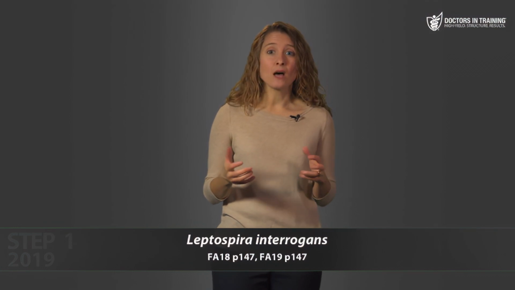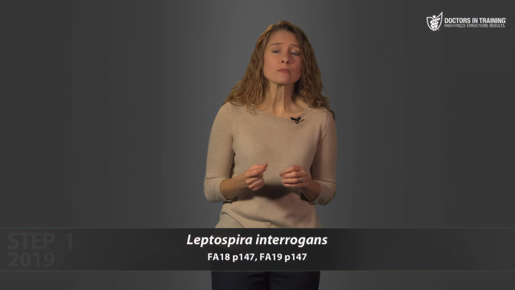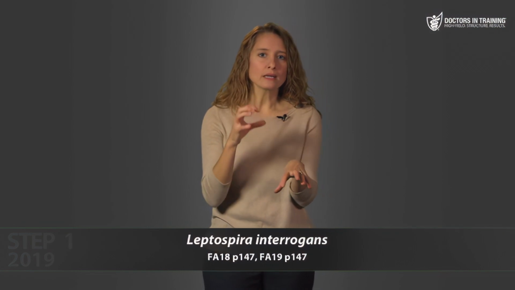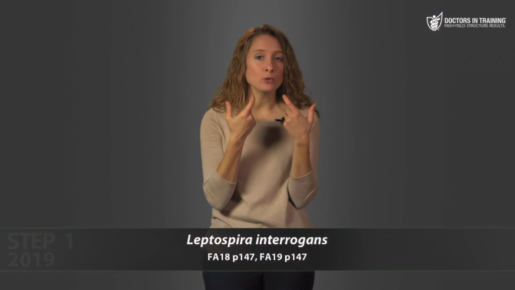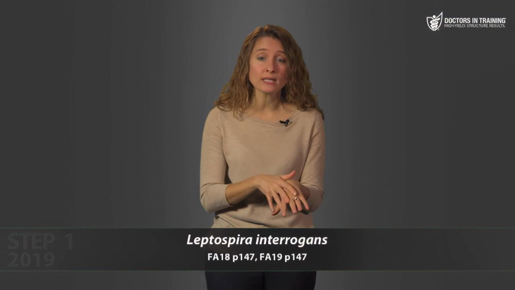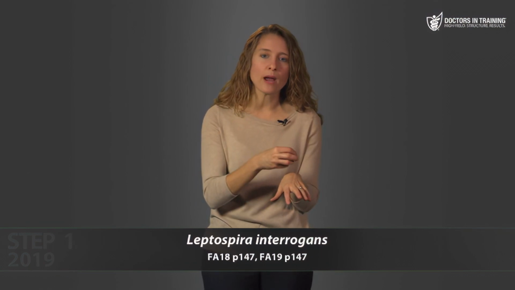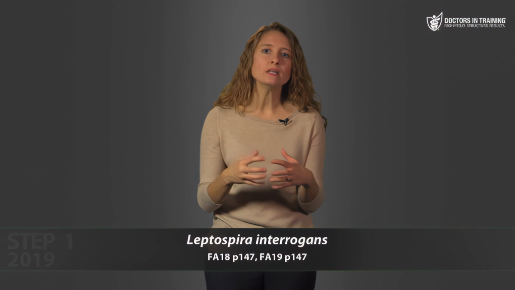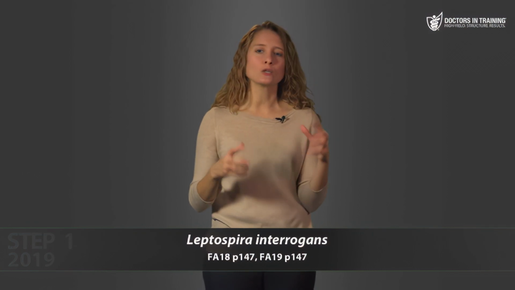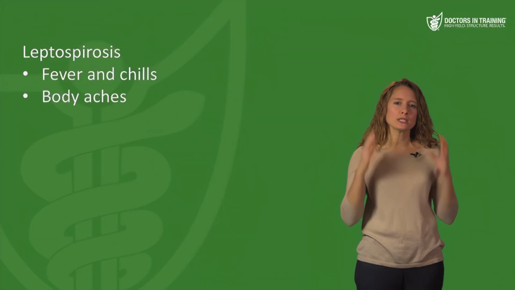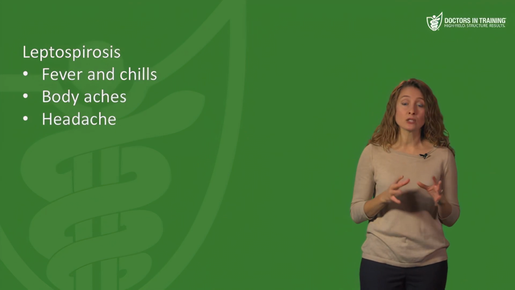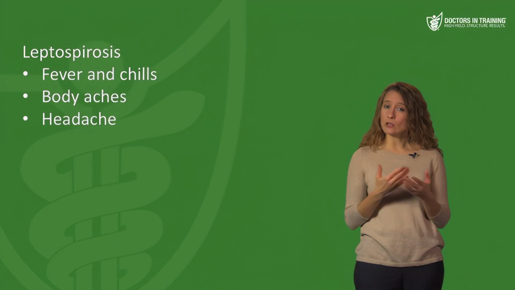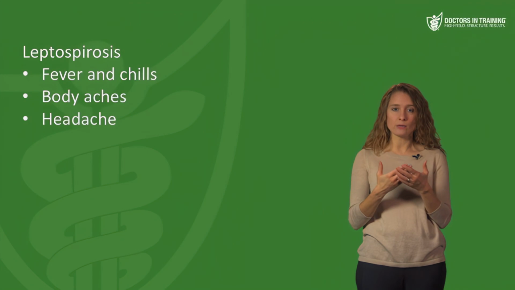Now back to Leptospira. So how does the Leptospira infect a person? Well, when contaminated water comes into contact with mucous membranes, conjunctivae, or breaks in the skin, that's when the Leptospira can enter. The onset of illness is usually abrupt, and it starts with fever, body aches, chills, and headache. Leptospirosis is described as having 2 phases, though they often overlap in reality.